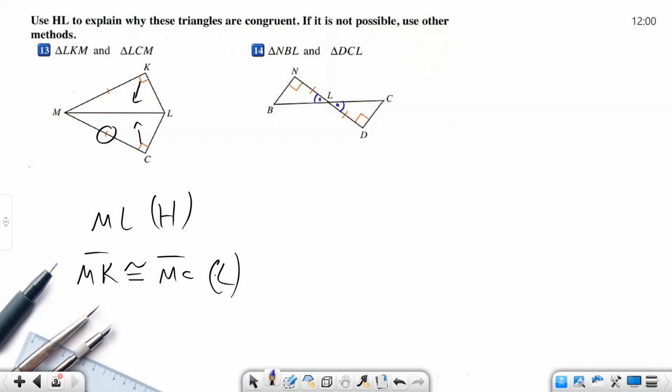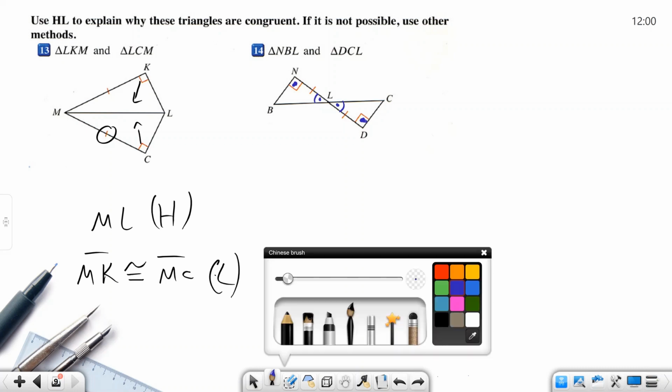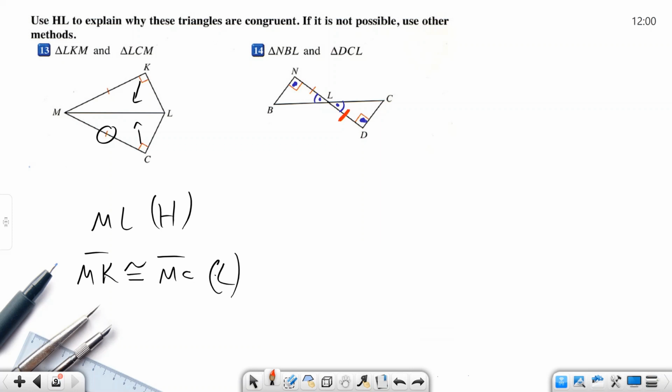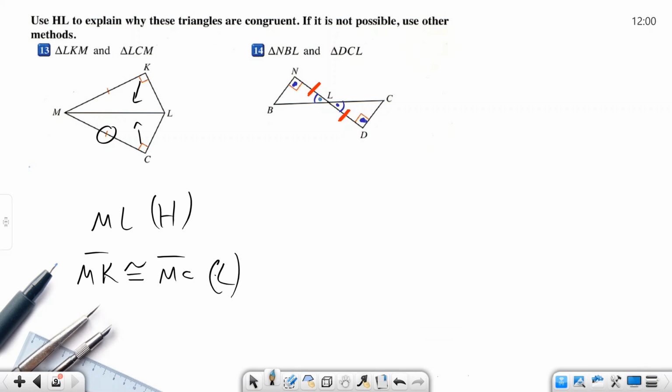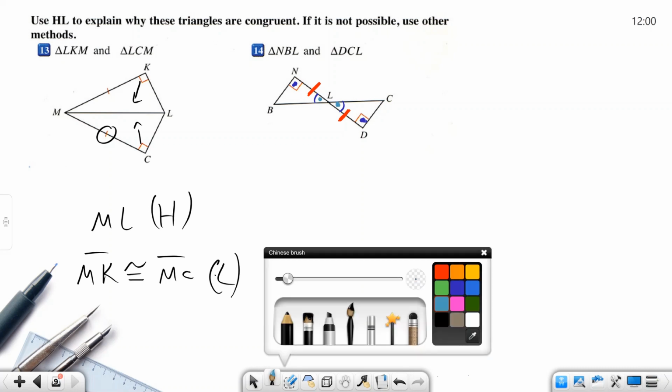vertical angles are congruent. So 90 degrees, common side, 90 degrees. We can say that this angle and this angle are 90 degrees. So LD here, LD and NL are common sides. So NLB here we found because of the vertical angles, that one and that one. So they are common sides again. So because of that they are congruent.